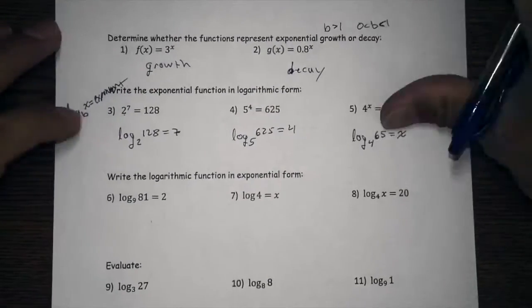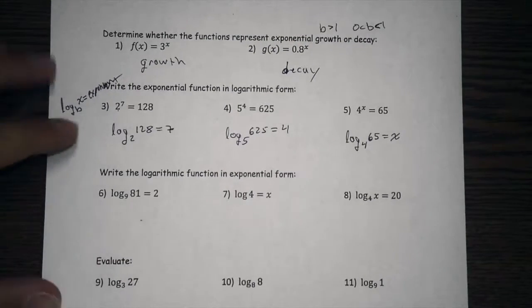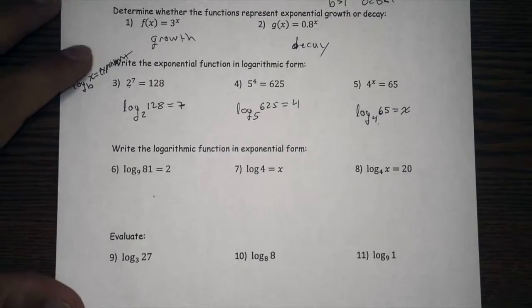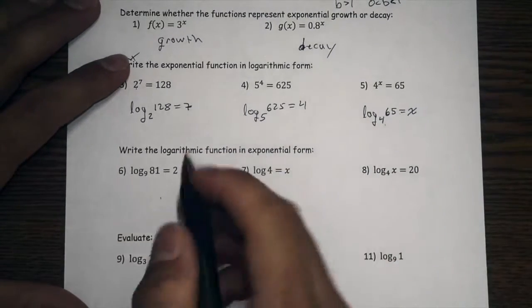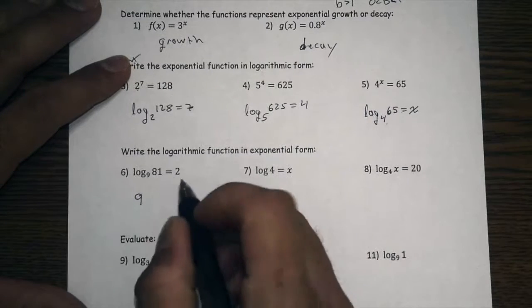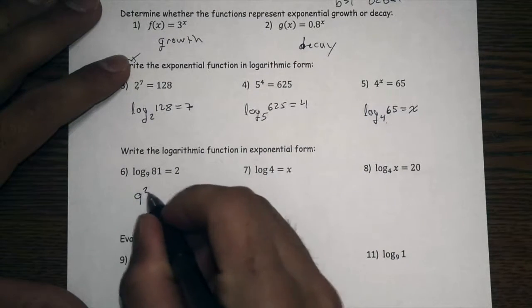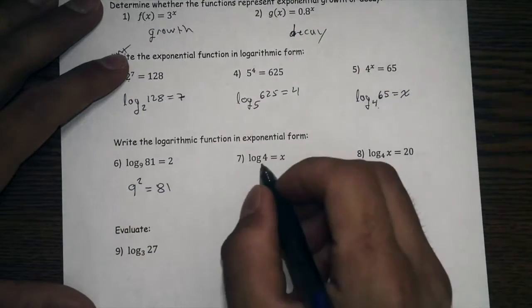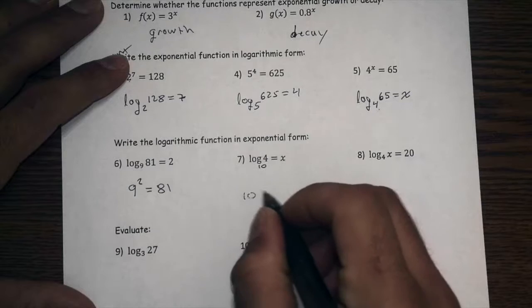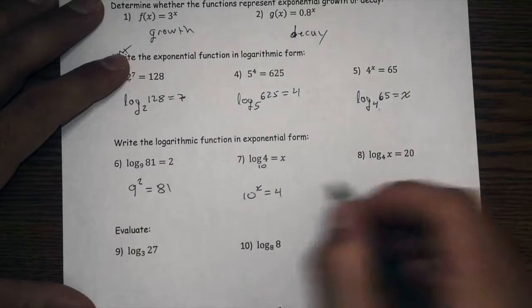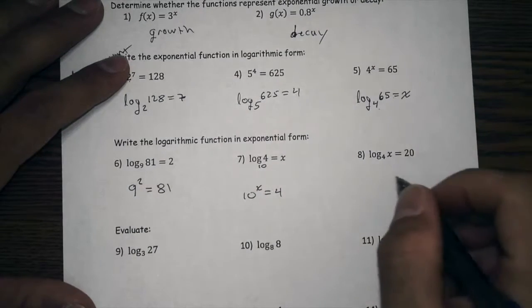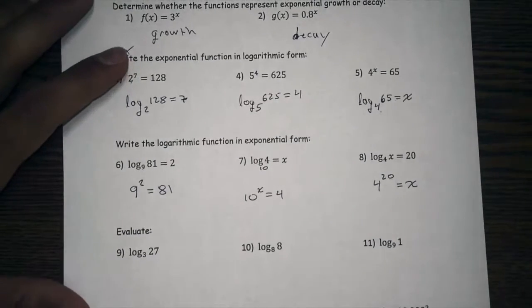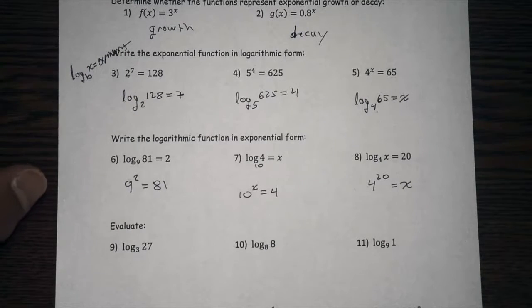Number 6. Are we going number 3 to 5? Easy, right? Just converting. Number 6, we're converting the other way. So the base is 9. We know it's always equal to the exponent. So 9 squared equals 81. Now remember, here the base is 10. So 10 to the x equals 4. And here we have what? 4 to the 20 equals x. All right? Quite simple there.